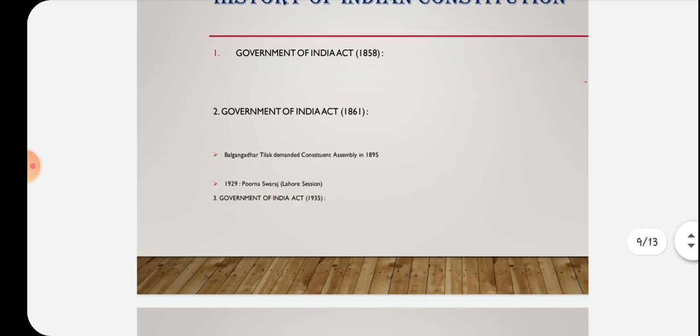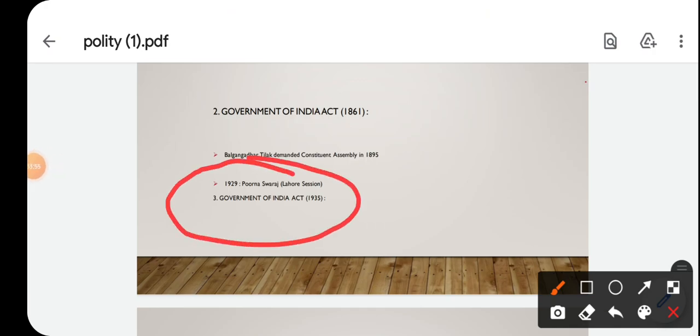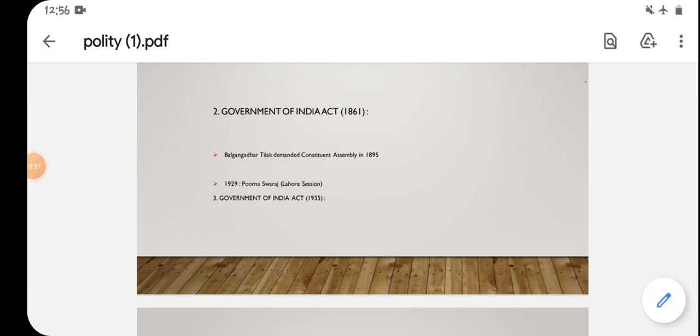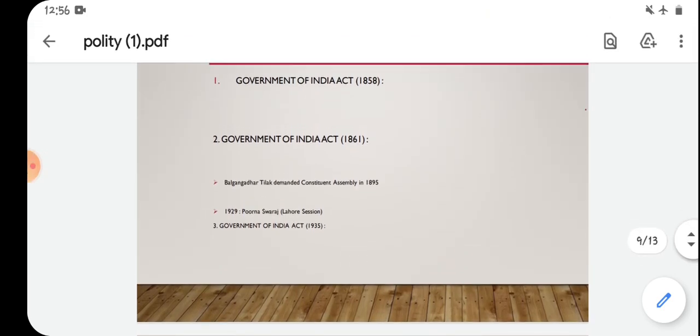Okay, then next comes the Government of India Act of 1935. According to this Government of India Act 1935, what happened? The Reserve Bank of India was set up. Note this point, it is very important. According to the Government of India Act of 1935, the Reserve Bank of India was set up.